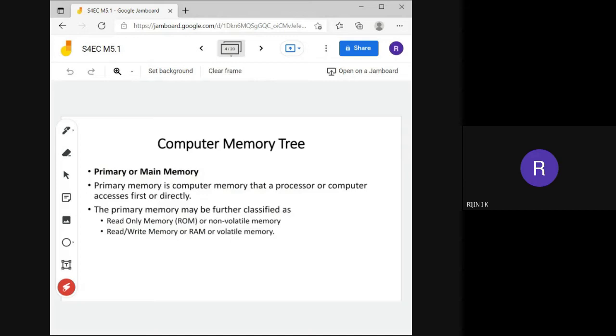Here, read-only memory, ROM, is a non-volatile memory, and read-write memories are volatile memory. An example is RAM. So we can discuss what read-only memory is and what its different classifications are. Likewise, what read-write memory or RAM is, and what the different classifications of RAM are. So primary memory is the memory that the processor or computer accesses first.